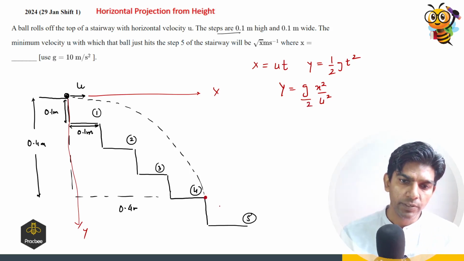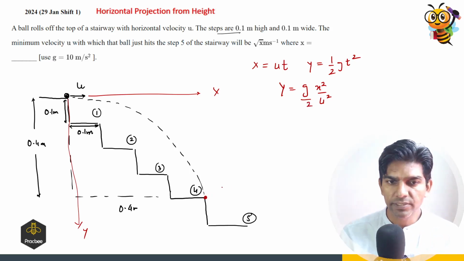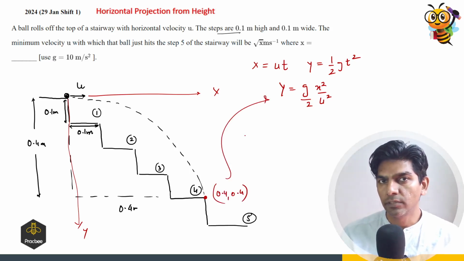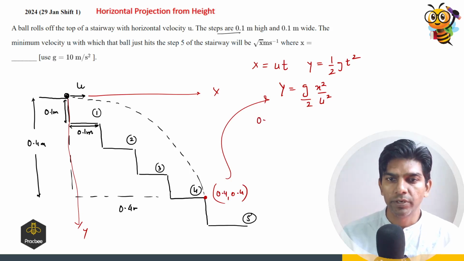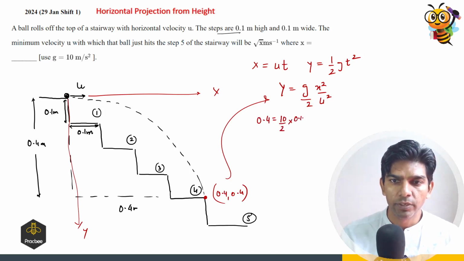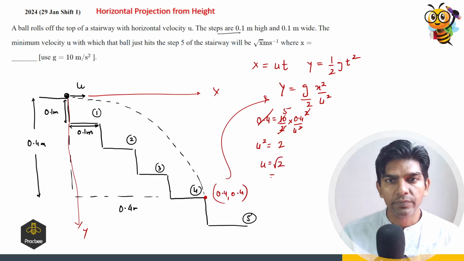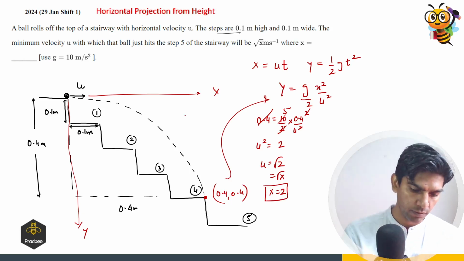And if you look at this particular point, its coordinates are 0.4 comma 0.4. Now let us substitute these coordinates in the equation of trajectory. So it will give us 0.4 is equal to g, which is 10, by 2 times 0.4 square divided by u square. So this will get cancelled out, and this will give us a 5. So u square will be 2. So u will be root 2, and this is given as root x. So x is nothing but 2. So 2 is the answer of this question.